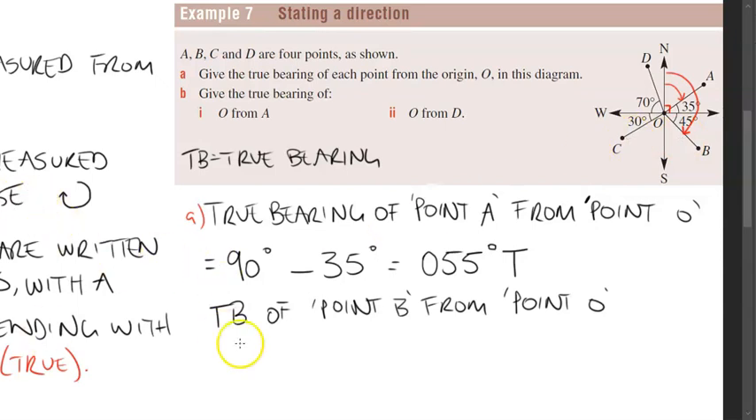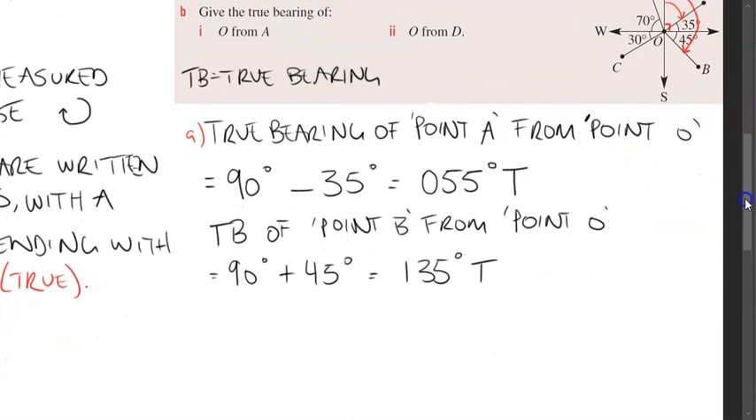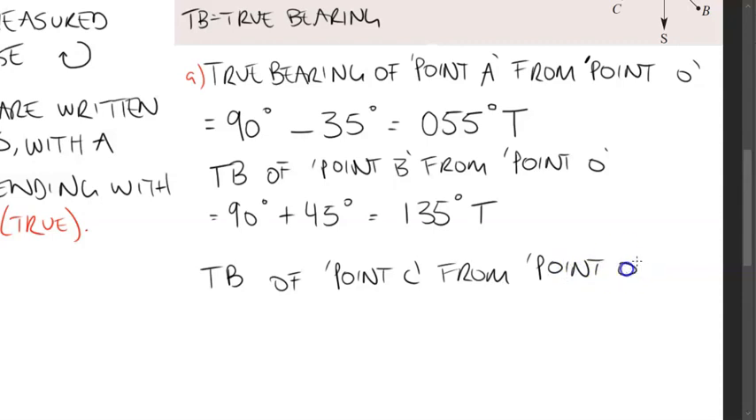So the working out for this is 90 degrees plus 45 degrees. And this will give me 135 degrees true bearing. And that's all there is to it. We'll do C and D. So true bearing of point C from point O, or point origin.